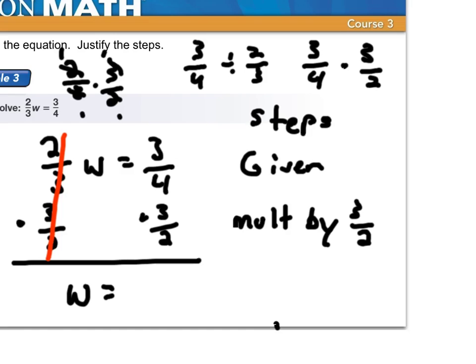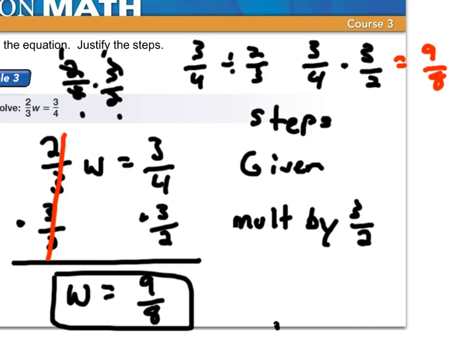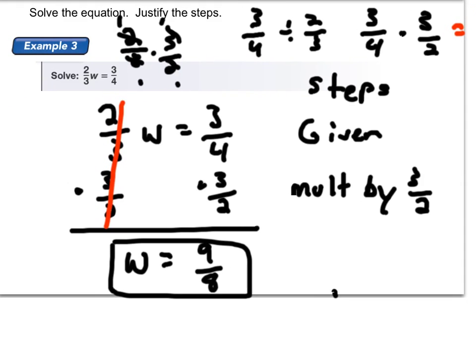3/4 times 3/2 equals 9/8. So our W is equal to 9/8. And that's our answer. Now, we can write it as 9/8. We could write it as 1 1/8 if we had to, but we don't need to. That's a perfectly acceptable answer there.